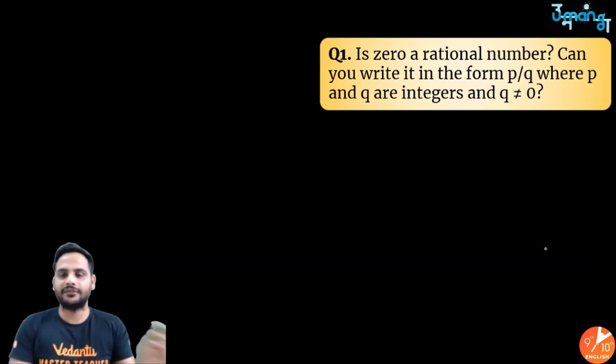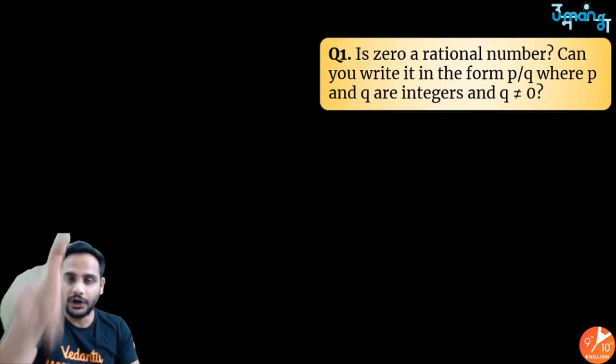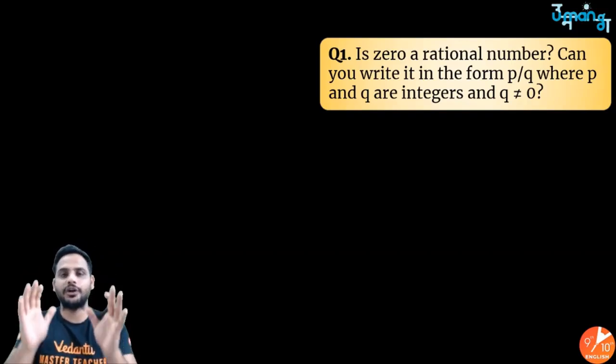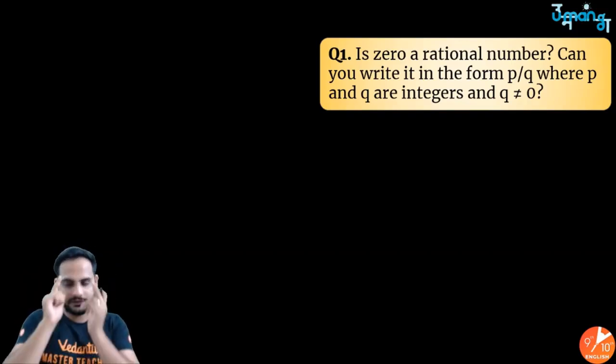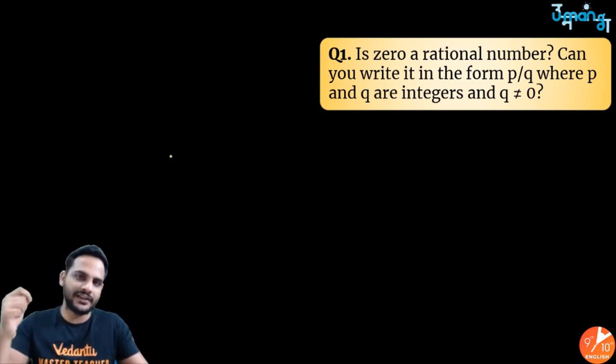So we have the first question. Is 0 a rational number? Can you write it in the form of P by Q, where P and Q are integers and Q is not equal to 0? If you want to solve this question, I want you all to stop the video right over here, think about it and then see the solution. So is 0 a rational number?